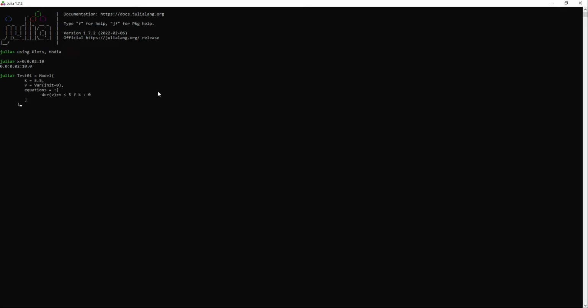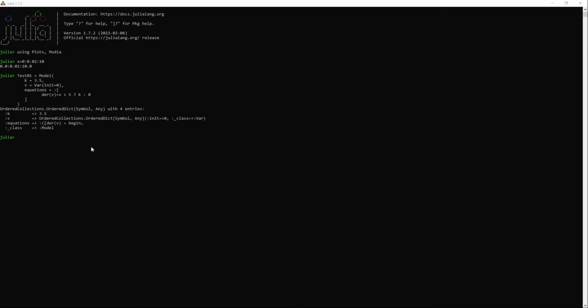this very simple model. I define a parameter k and a variable v that is initialized at 0. Then I write the equation that the derivative of v is equal to, if the actual value of v is less than 5, we ask, therefore the question mark, so it is easier to remember. If v is less than 5, then we use k, otherwise 0.